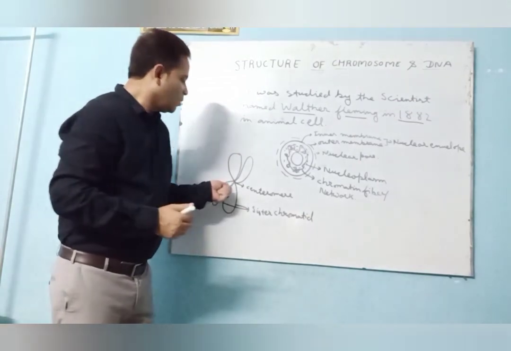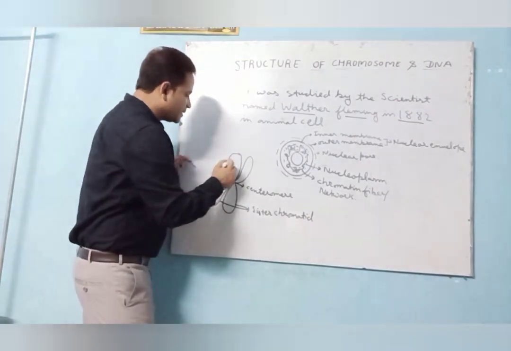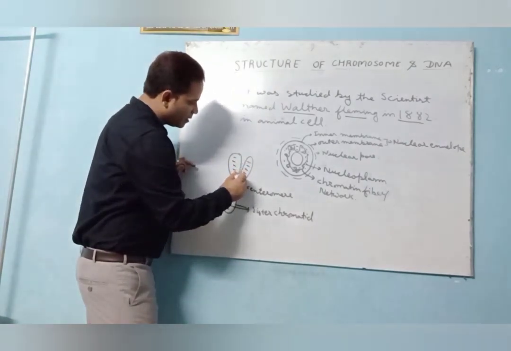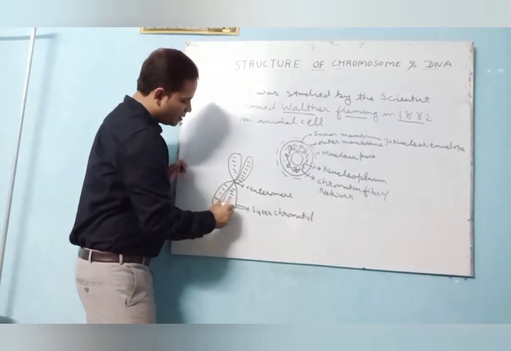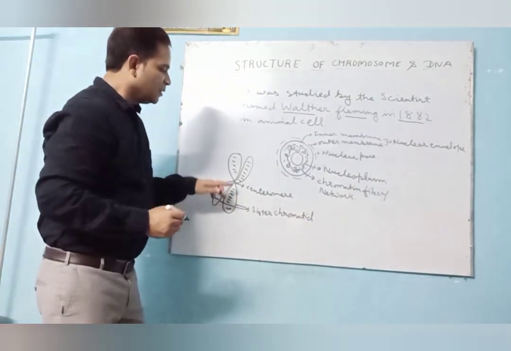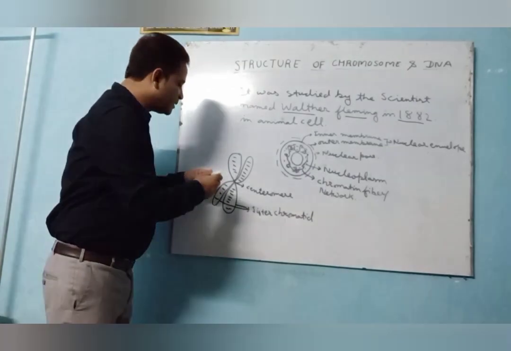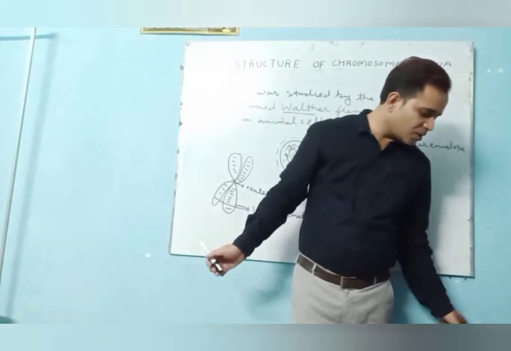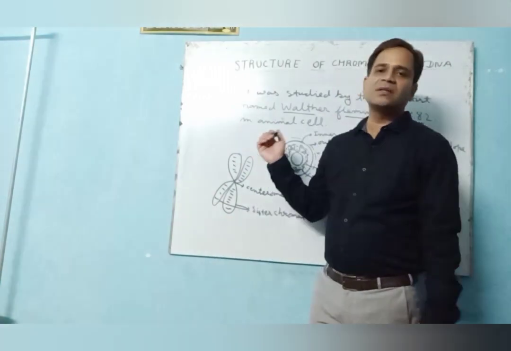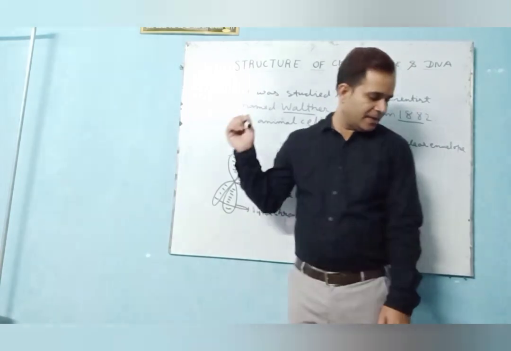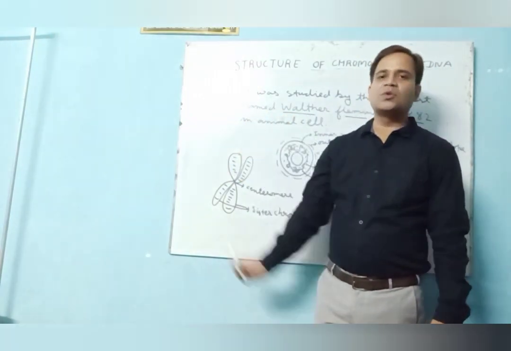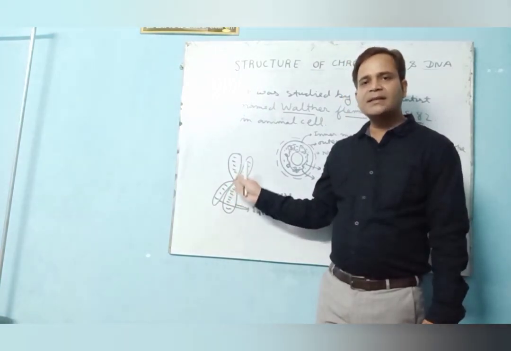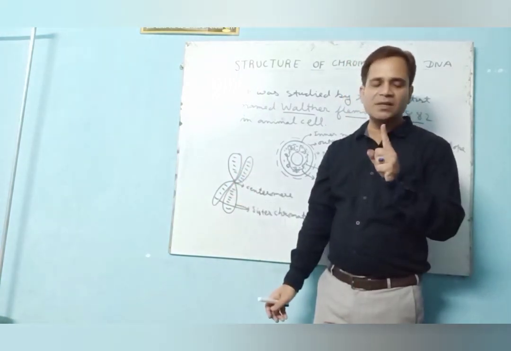Now see this centromere. I am saying two things about the centromere. What I am saying here: a point of attachment of two chromatids. First, the two chromatids are attached at a point. That point is called the centromere. This one is the first point.